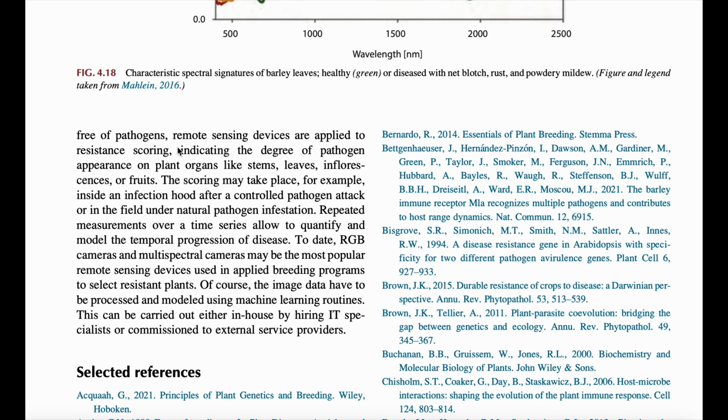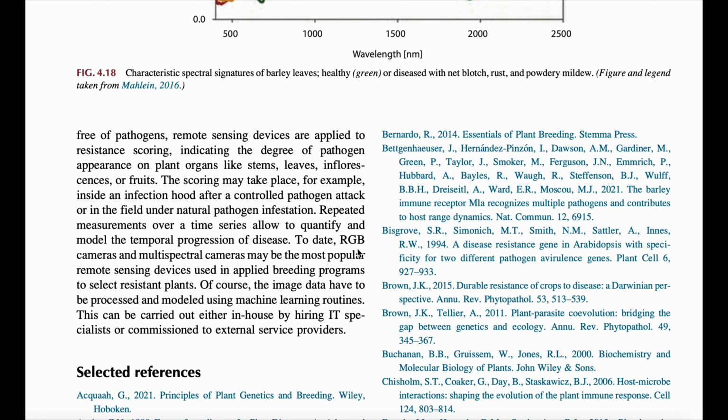Free of pathogens, remote sensing devices are applied to resistance scoring, indicating the degree of pathogen appearance on the plant organs like stems, leaves, inflorescence, or fruits. The scoring may take place, for example, inside an infection hood after a controlled pathogen attack, or in the field under natural pathogen infestation. Repeated measurements over a time series allow us to quantify and model the temporal progression of the disease.